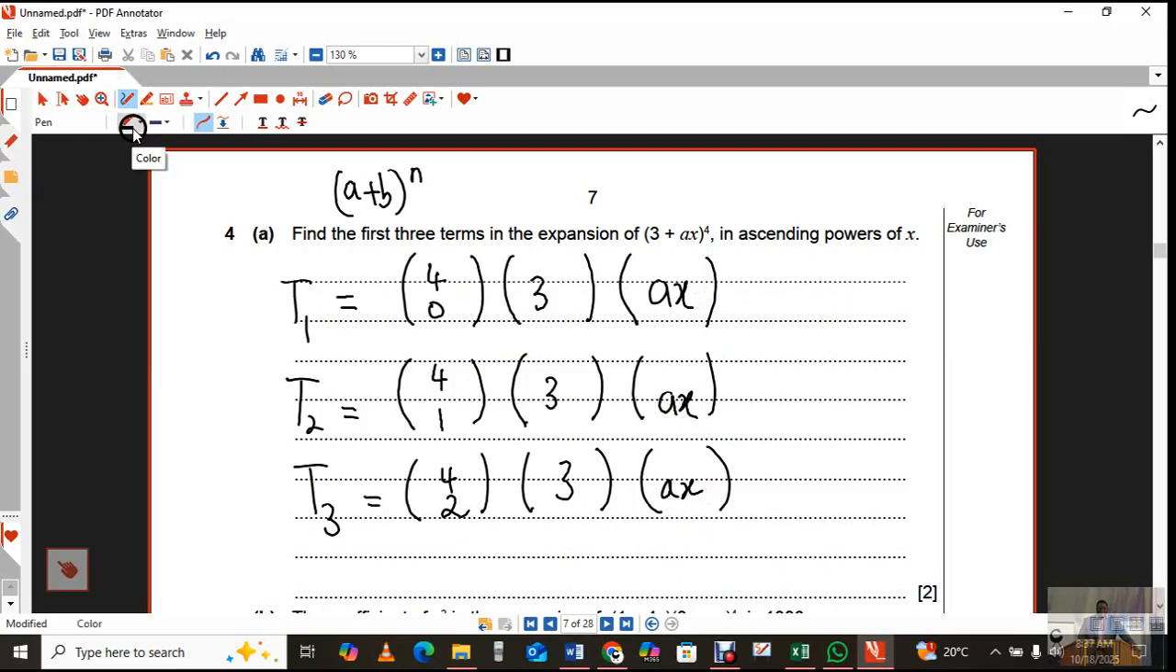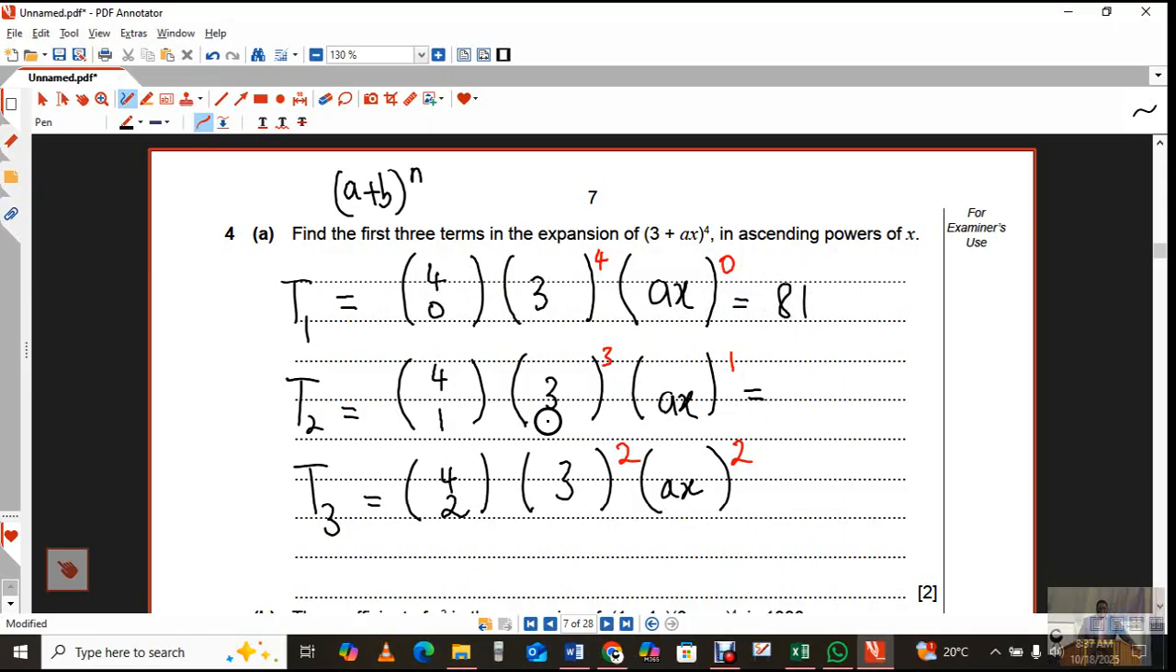Right. Another thing to note is that whatever you have here should correspond with this one. So that's going to be 1, corresponding with that one, and that's going to be 2. And this plus this should add to this number on top. So that's 1, so this one becomes 3. That's 2, so this one becomes 2. So all of these are values that can be calculated. 4 choose 0 is, I mean, it's 1. You can use your calculator to check that. 3 to the power 4 is 81. And then ax raised to the power of 0 is just 1.